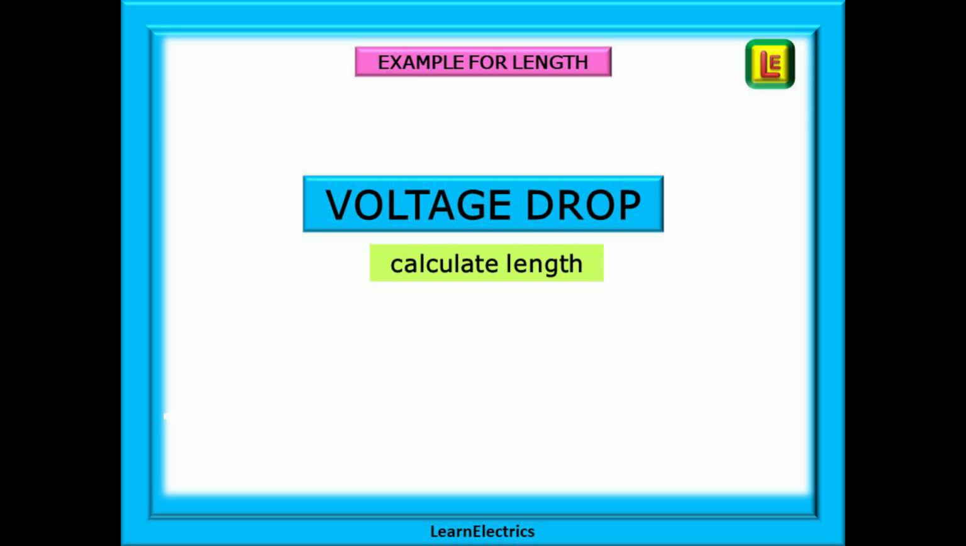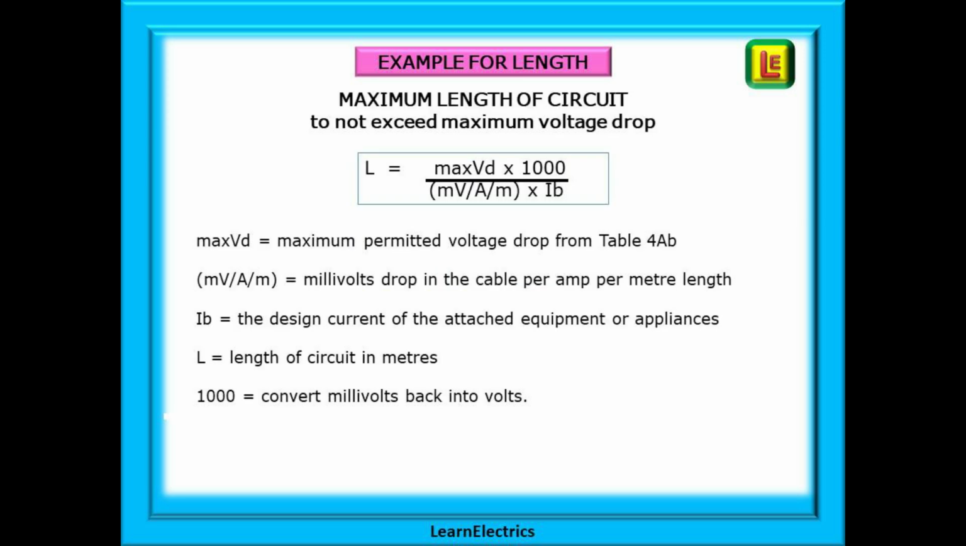Now we can move on to a variation of the voltage drop formula and calculate the maximum length that a cable can be to not exceed the maximum permitted voltage drop. Here is the rearranged formula. Notice that now we use the maximum voltage drop in the calculation. In our case, this will be 6.9 volts for a lighting circuit and 11.5 volts for all other circuits.